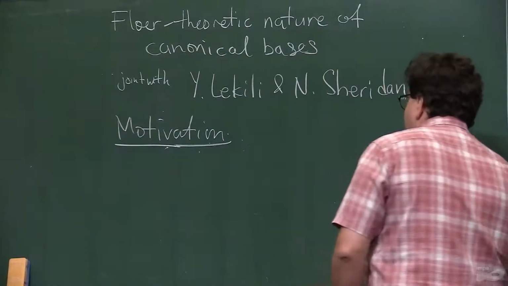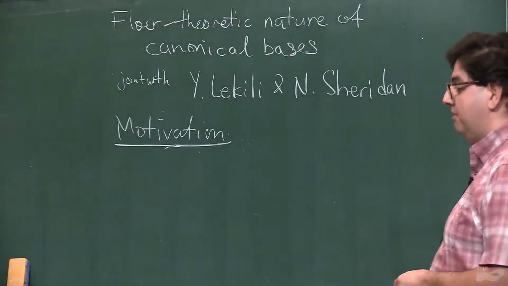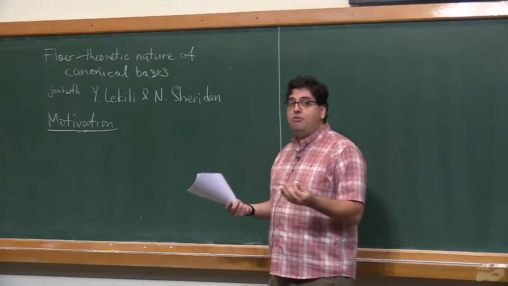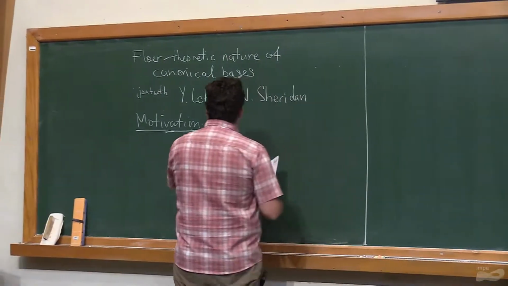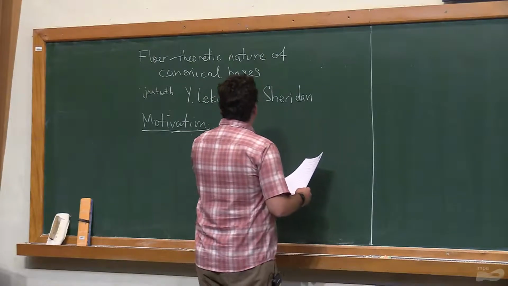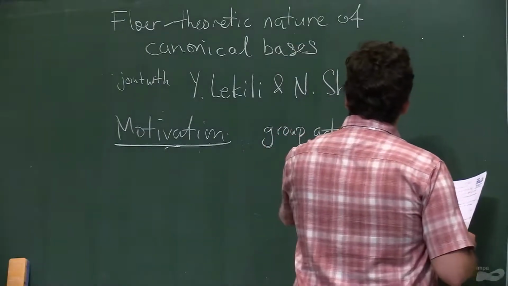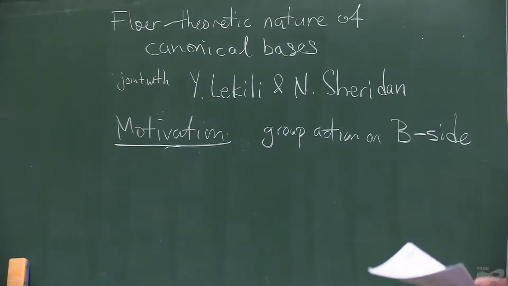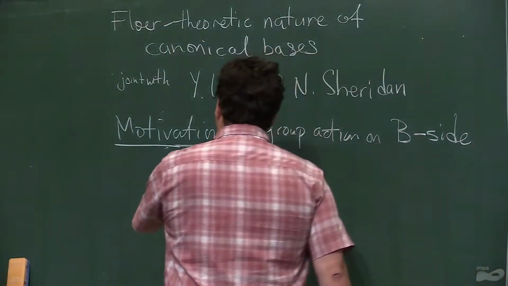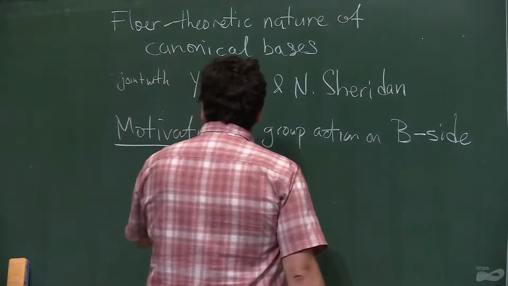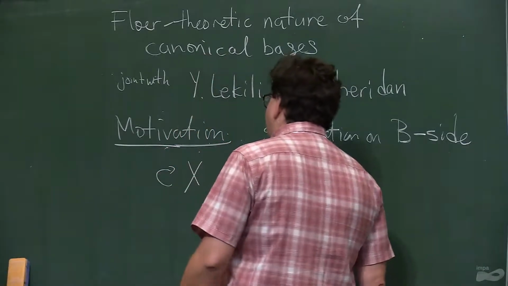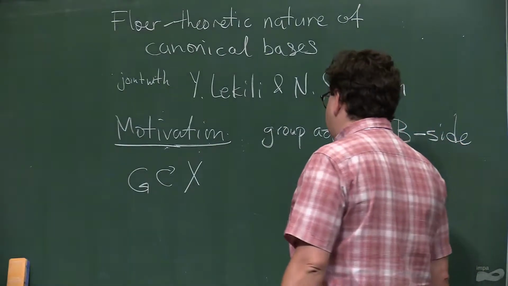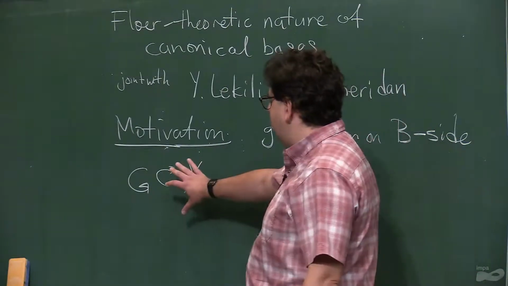So one thing we're interested in, in the general philosophy of homological mirror symmetry, is understanding the counterpart of any structure that you can see in algebraic geometry. One structure you can see in algebraic geometry would be a group action. So a group action on what I call the B side, that's the algebraic geometry side, so you would have a variety X, and then an algebraic action of an algebraic group G.